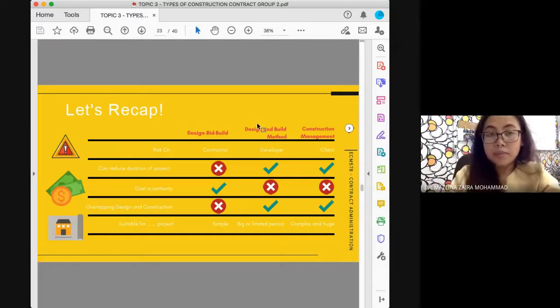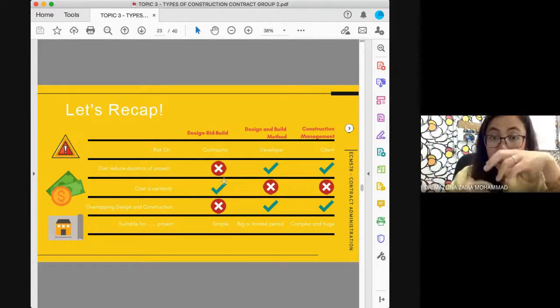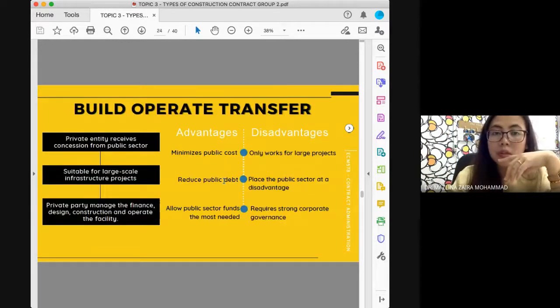And then what they did, let's recap. They asked the class: under design and build, can the contractor reduce the project duration? They said cannot, getting the response from the students. How about this method? Yes, the class answered. How about construction management? They say yes. So the answers pop up one by one. This is how I want you to interact with your audience.